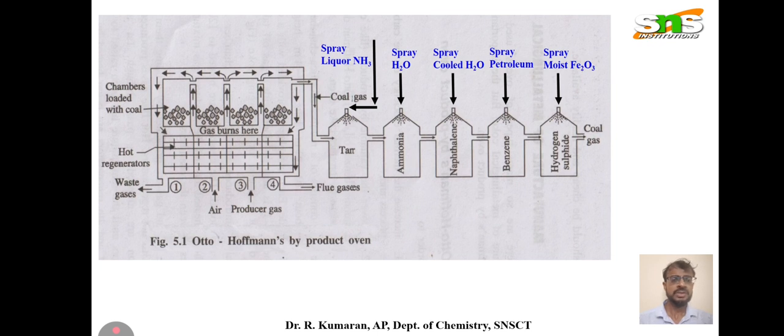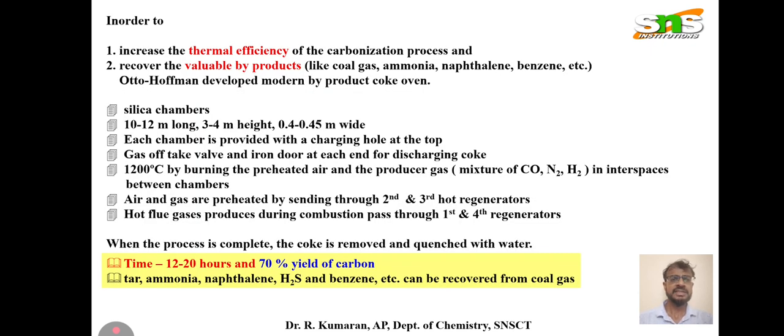This is Otto-Hoffmann's byproduct oven, which in turn produces valuable byproduct materials. Those byproducts are useful in several industrial applications. So in order to increase the thermal efficiency of the carbonization process and recover valuable byproducts such as naphthalene, ammonium solution, benzene, and coal gas, it is important to use the Otto-Hoffmann method.